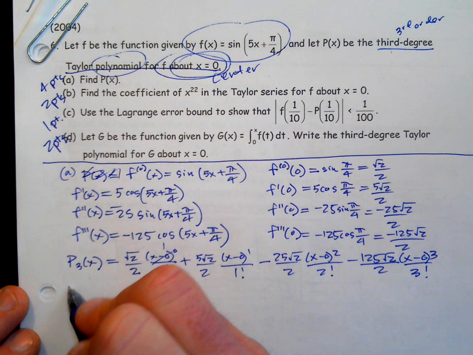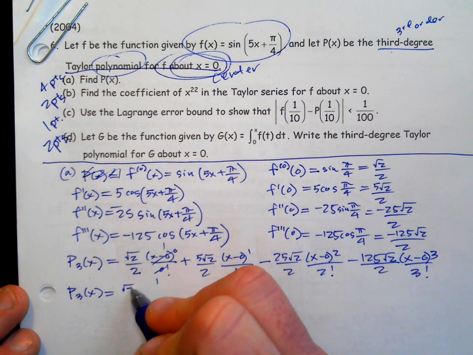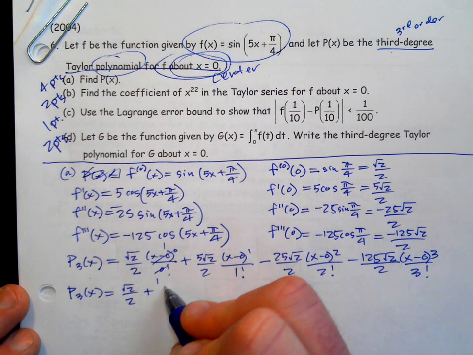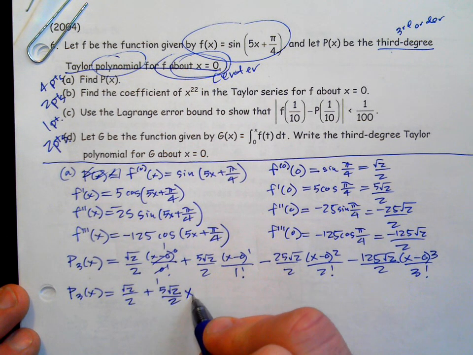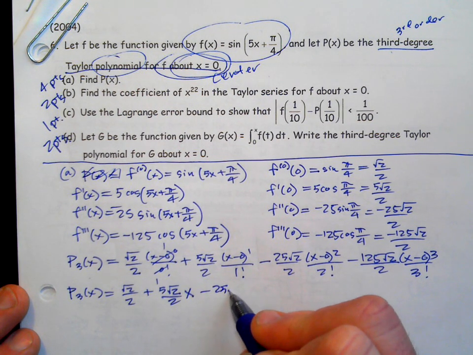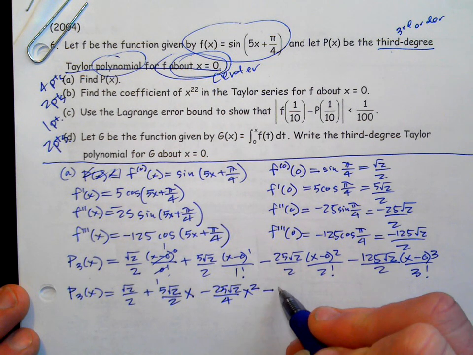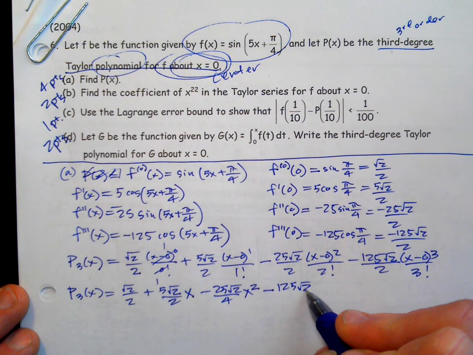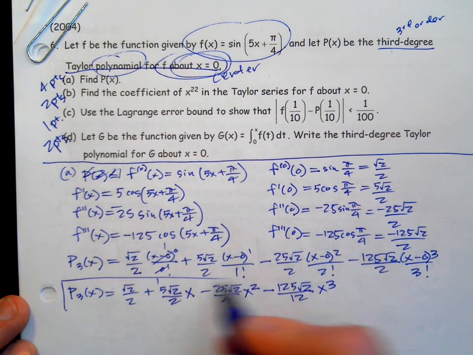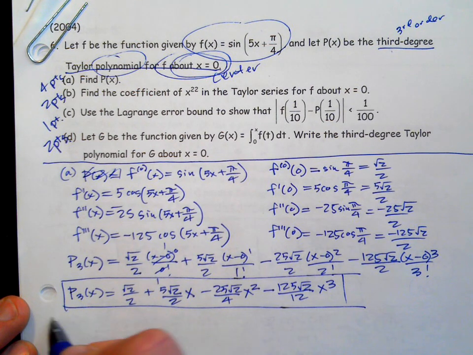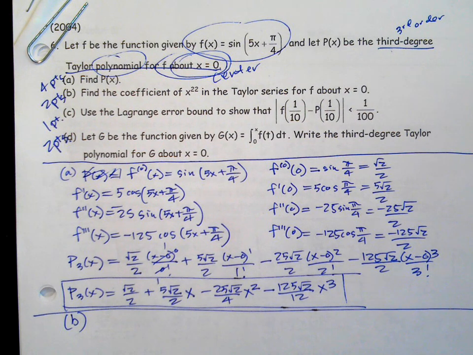If we were to clean it up, it would look like this. It'd be root 2 over 2 plus 5 root 2 over 2 x minus 25 root 2 over 4 x squared minus 125 root 2 over 12 x cubed. I mean, that's a little nicer version. Not that you have to simplify on free response. So, you know, if you're running out of time, especially, be careful.